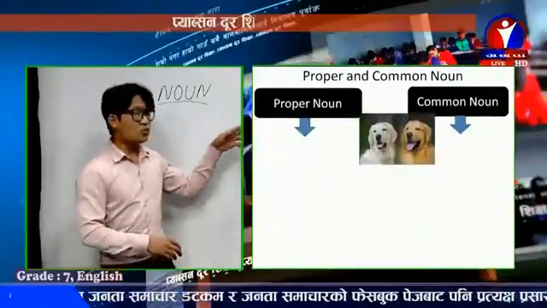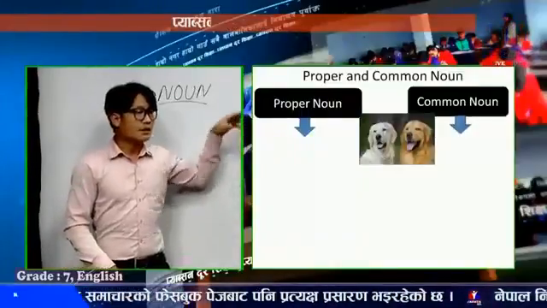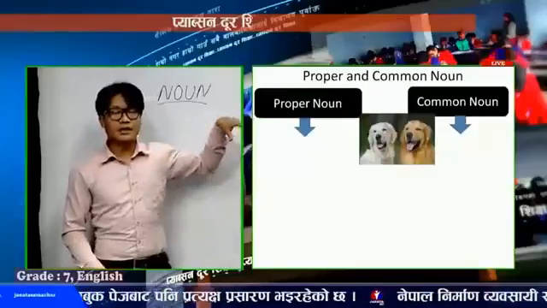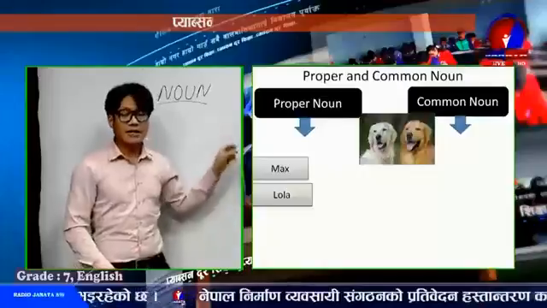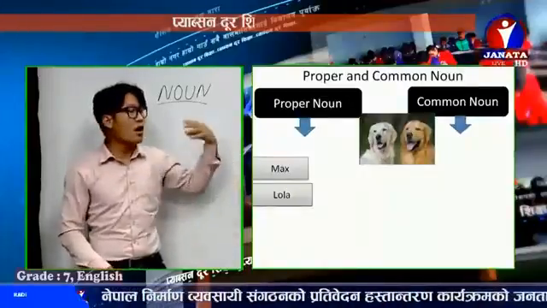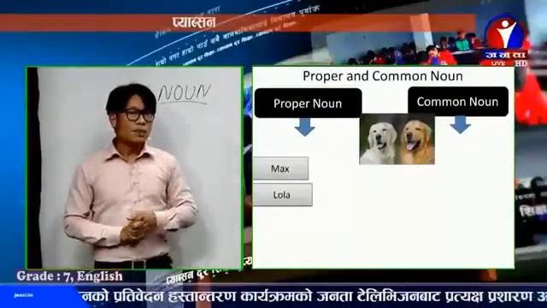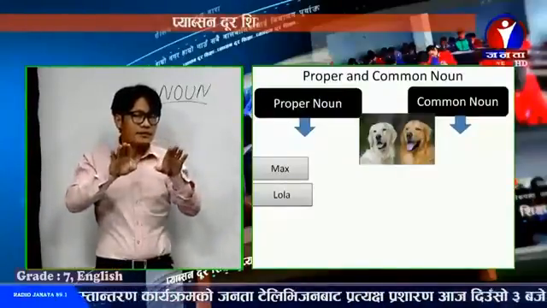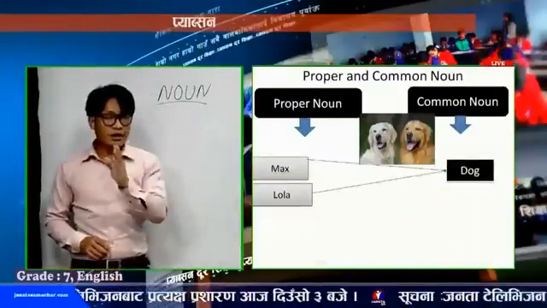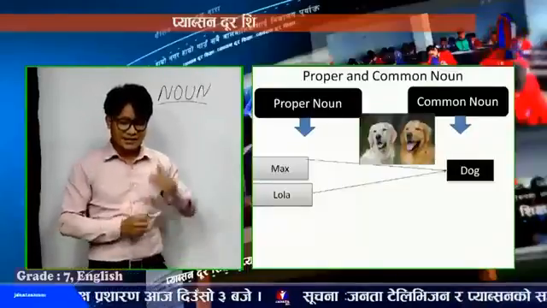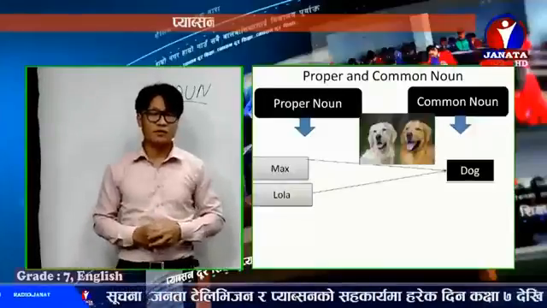You can see the two dogs here. One is white in color and another is brown. The white dog's name is Max and the brown dog's name is Lola. So the names are different, but what is common? They are dogs. So dog is a common noun and Max and Lola are proper nouns.